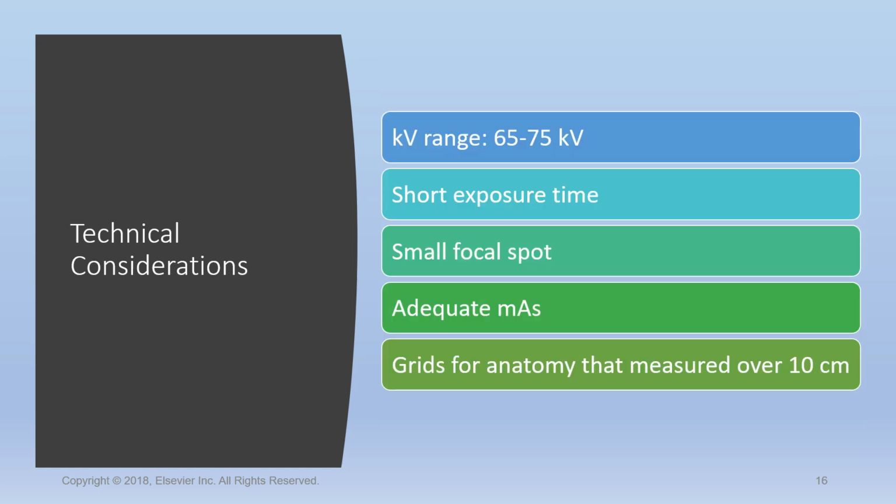The kVp range, 65 to 75, would be acceptable. Short exposure time, small focal spot typically until we get into the grid, and then that would change. An adequate mass, and any anatomy that is over 10 centimeters in thickness ideally would be using a grid and move to the table bucky.